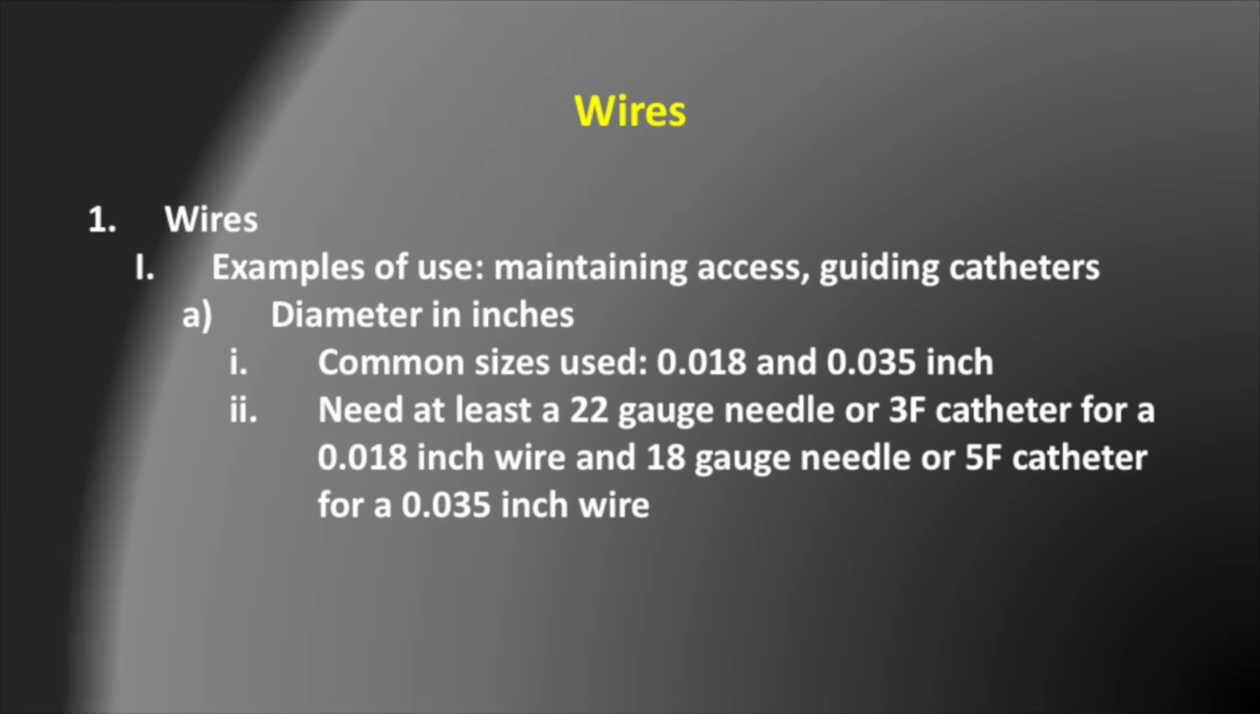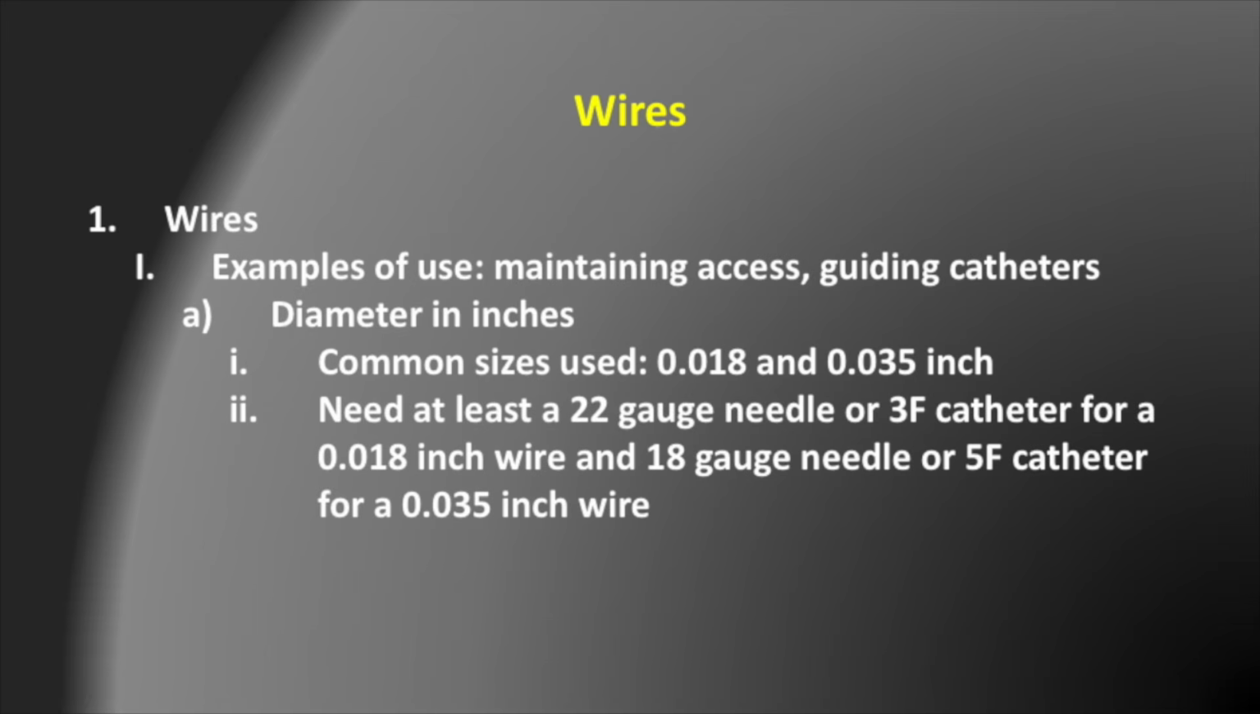Now that we've discussed needles and catheters, we're going to move on to wires. Wires have a variety of purposes, and 2 of the most common are maintaining access and guiding catheters. If you remember, needles are measured in gauge, catheters are measured in French, but wires are measured in inches. Two of the most common wire sizes are 0.018 and 0.035 inches. Two important sets of numbers to remember are that you need at least a 22 gauge needle or 3 French catheter for a 0.018 inch wire, and you need an 18 gauge needle or 5 French catheter for a 0.035 inch wire.